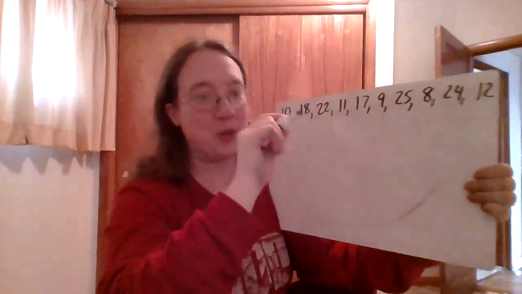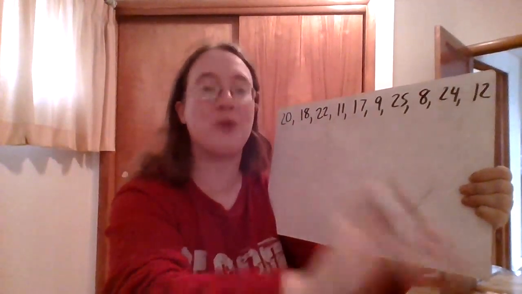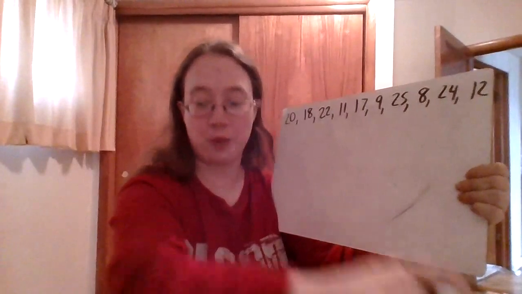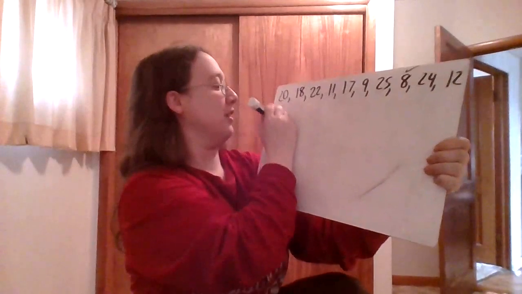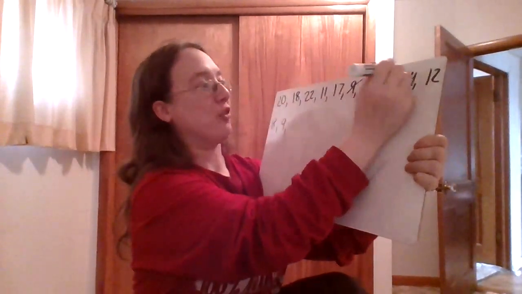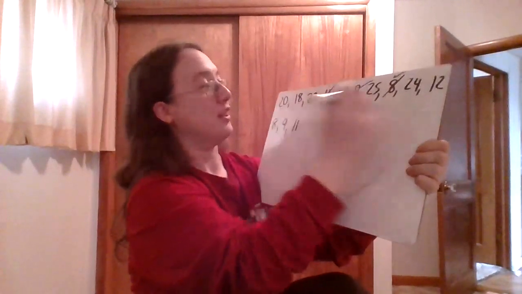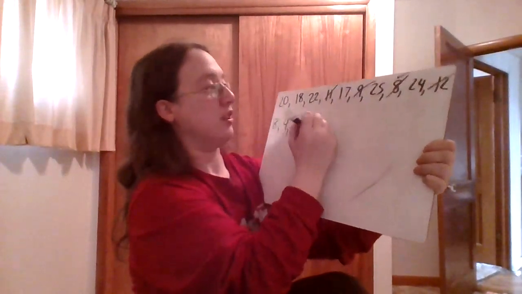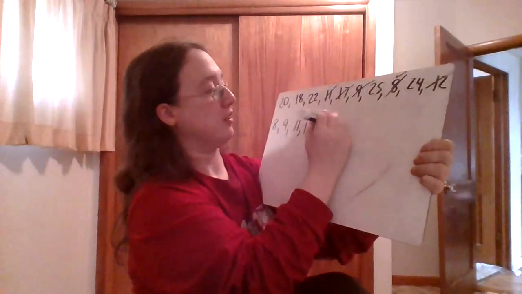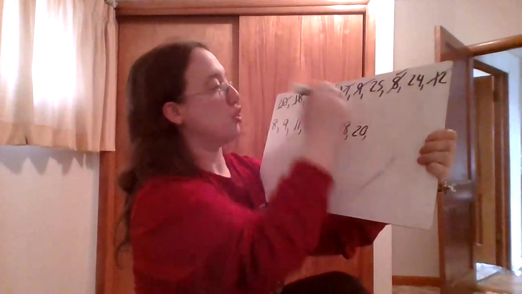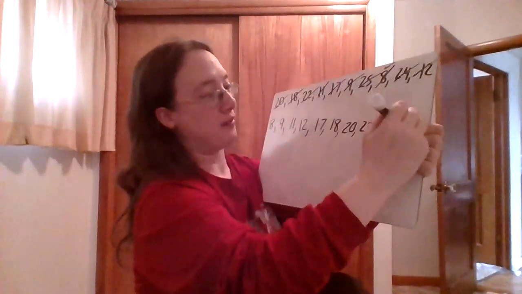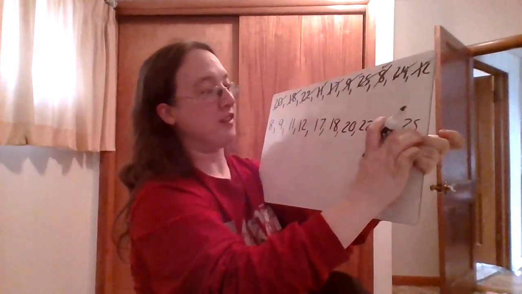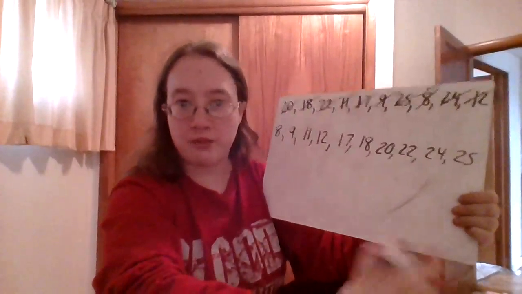If we get numbers that aren't in order, the big thing to remember is we want to put them in order first. So before we do anything else, we're going to take these numbers and put them in order. So we got a 9. Nope, we got an 8. That's smaller. We got an 8, we got a 9. I'm just going to cross these off as we go. We got an 11, a 12, a 17, an 18, 20, 22, 24, and 25. And that's it.